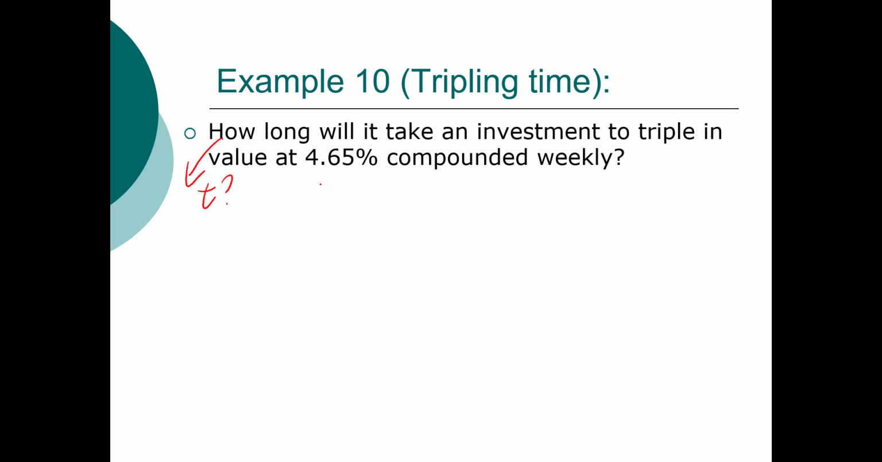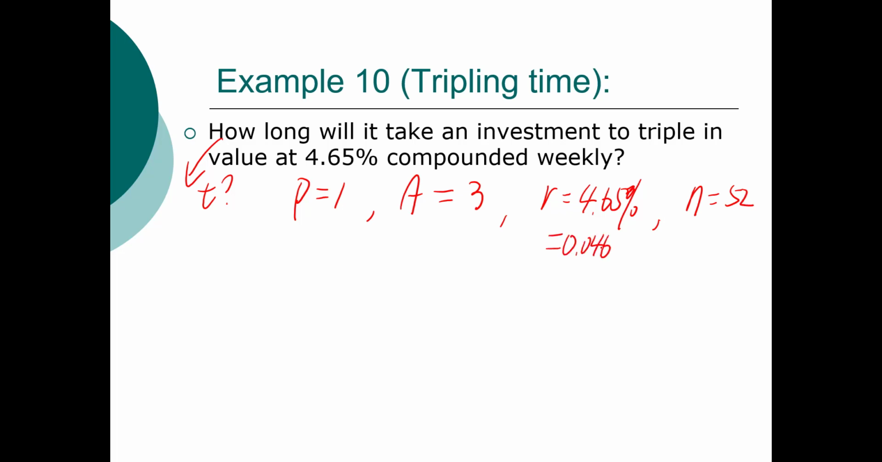Well, the investment triples, so assuming principal is 1 unit, any balance that is triple of that will be 3 units. And this assumption always works. We're assuming 1 unit because we only need a relationship in terms of a number. Okay, so the rate here is 4.65%. The compounding period is weekly, meaning 52 weeks per year, 0.0465 in terms of the rate. Now let's solve for the time t. Very similar to the previous one.